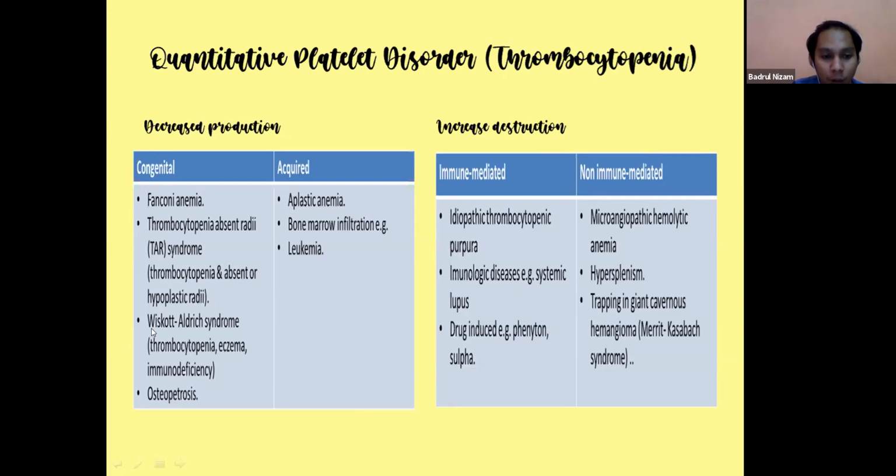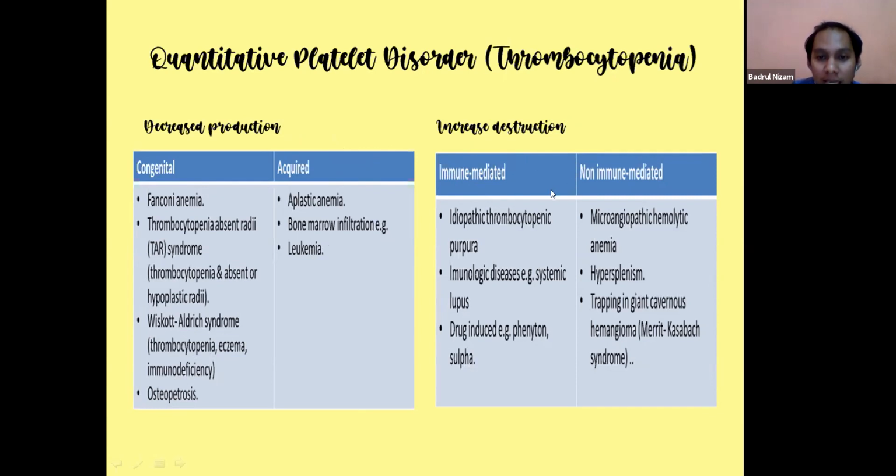Wiskott-Aldrich syndrome, characterized by thrombocytopenia, eczema, immunodeficiency, and osteopetrosis. While acquired, it's mostly because of an infiltrative process in the bone marrow by malignancy, such as leukemia, or an aplastic process, such as in aplastic anemia. For the increased destruction, we can further classify based on the mechanism, whether it is immune-mediated or non-immune mediated.